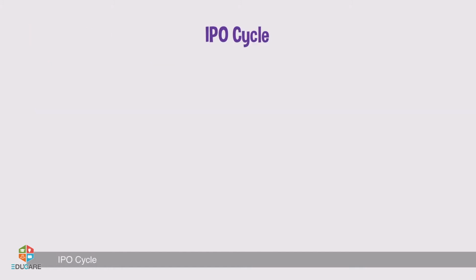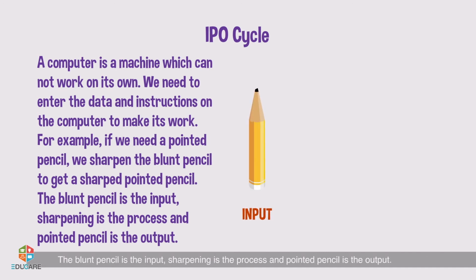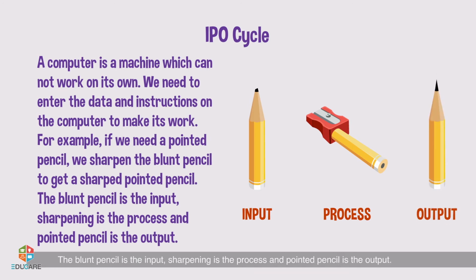IPO cycle. A computer is a machine which cannot work on its own. We need to enter the data and instructions on the computer to make it work. For example, if we need a pointed pencil, we sharpen the blunt pencil to get a sharp pointed pencil. The blunt pencil is the input, sharpening is the process, and the pointed pencil is the output.